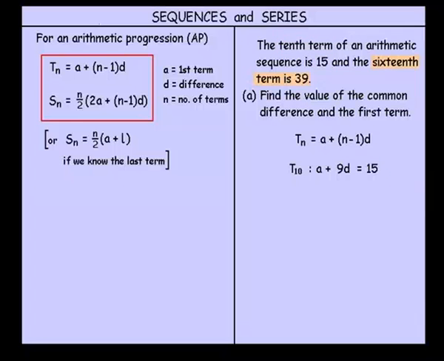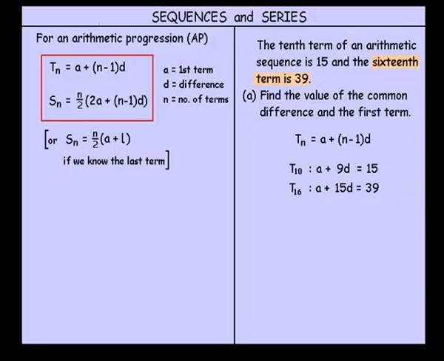Very good. We're going to do exactly the same technique for the 16th term. So T16, again, firstly it's A using the formula above, and then we have the n minus 1. Well, n is 16, so 16 minus 1 is 15, so we have 15D. And we're told, highlighted up the top there, the 16th term equals 39.